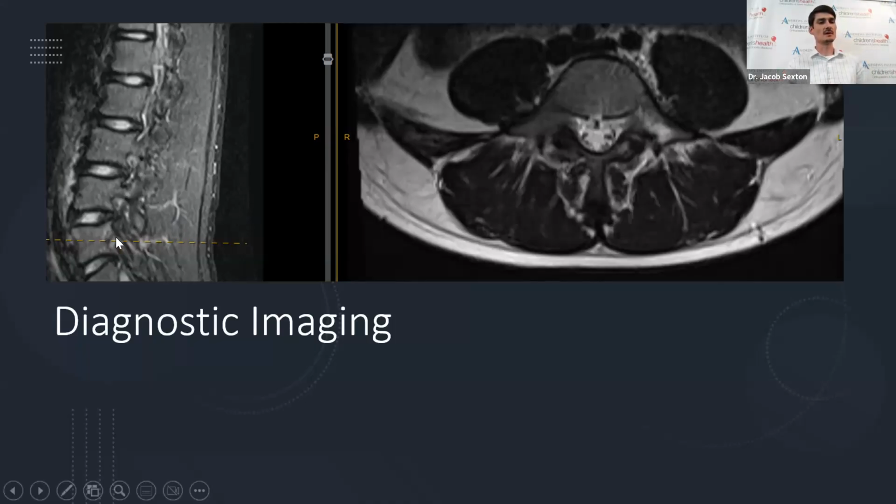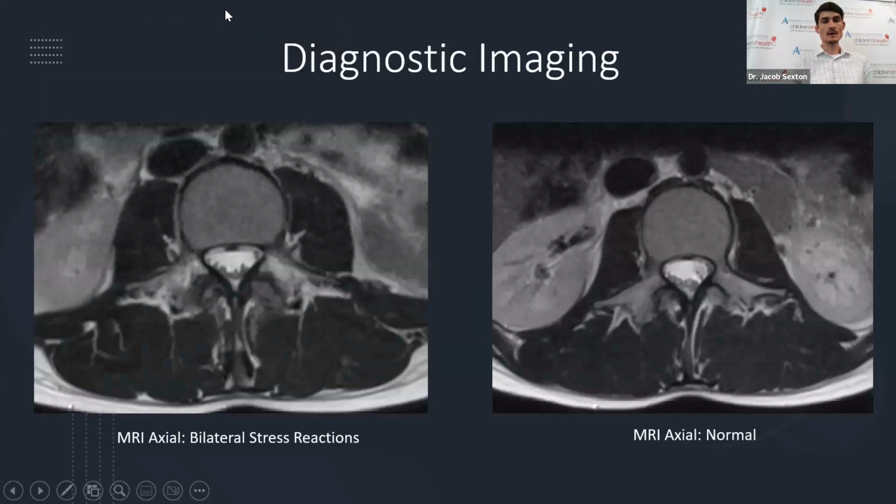This is the same image for a sagittal view. You can see here the signal in these areas is relatively normal, but as you go through here, you have increased signal there. You can actually see that radiolucent line. So this is another image. I just want to show you the difference between the two.